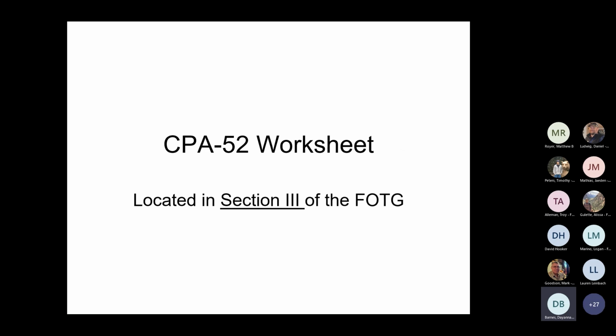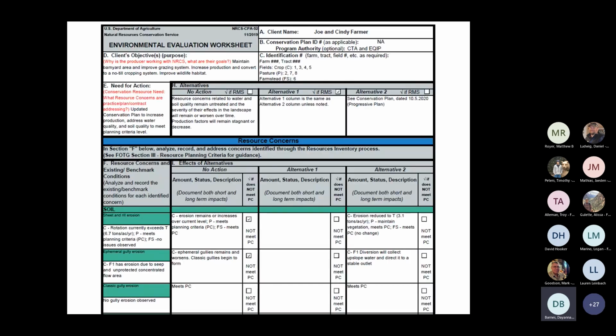So the 52 is located in section 3 of the Field Tech Guide, and in there are some examples. There are some templates, and one that includes guide sheets that help you fill out the special environmental concerns at the end. So if you need a blank 52, that's where you're going to find it. And you're also going to find an example that's filled out so that you can kind of follow. So here we have the CPA 52. This is what the example looks like, and I'm going to be using this one for today's training.